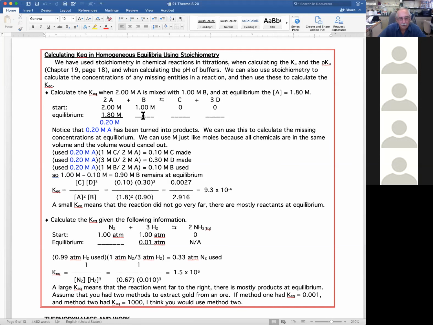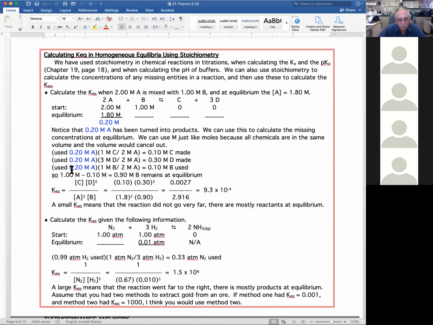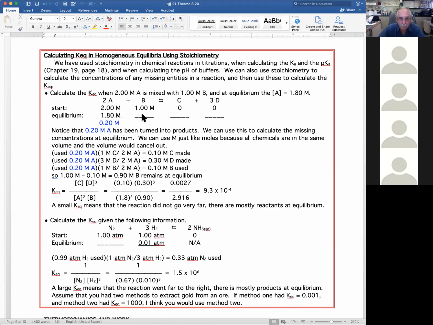So it's a little bit more complicated. To use 0.2 moles per liter of A, I required 0.1 moles per liter of B to be used. So the concentration of B went from 1 mole per liter down to 0.9 moles per liter. So here's the equilibrium constant, simply products over reactants. Now I just input all the numbers, crunch the numbers, and here's the answer right there.